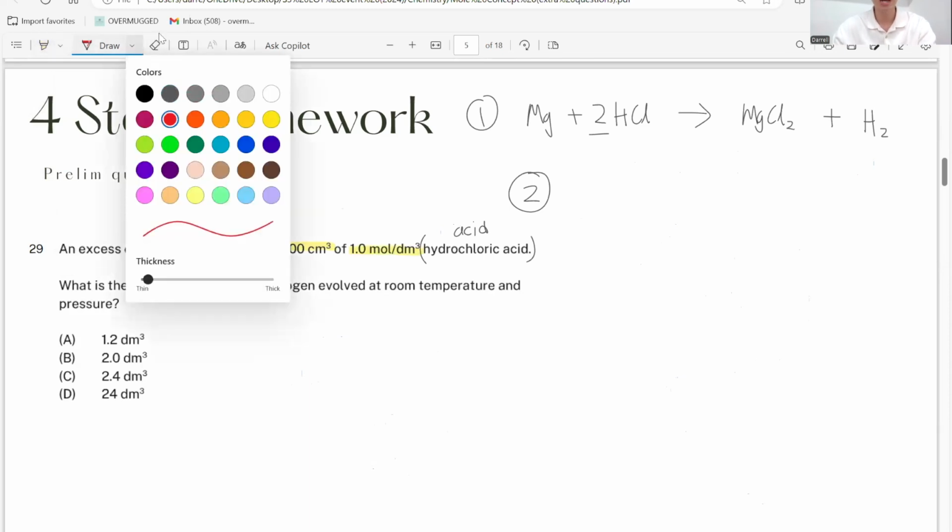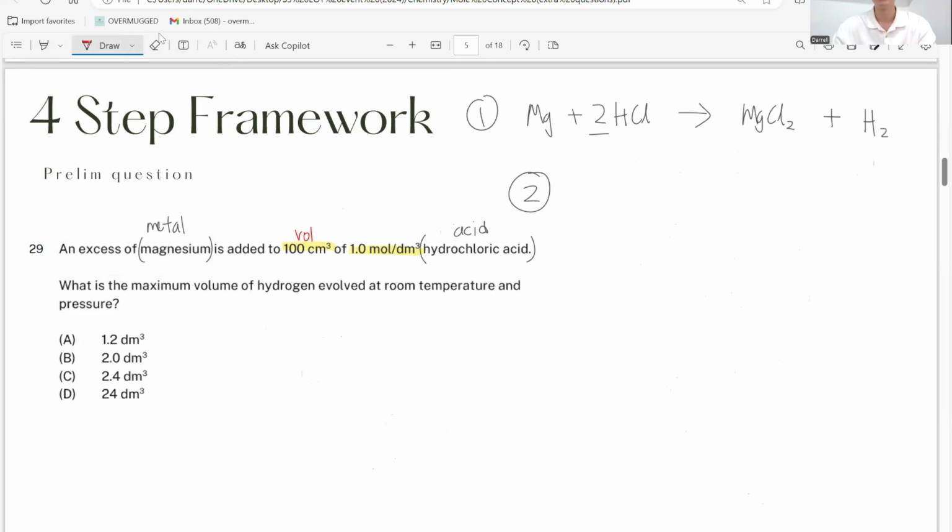In case you haven't realized, 100 cm cube is just volume. This one over here is concentration. So this is referring to your hydrochloric acid, which means in step 2, you're calculating the number of mole of HCl. Now, how do we find mole? If concentration equals to mole divided by volume, how do we find mole? We take concentration times volume. All right, so we take concentration multiplied by volume. Let's add in the numbers. Concentration is 1.0. Volume is 100.